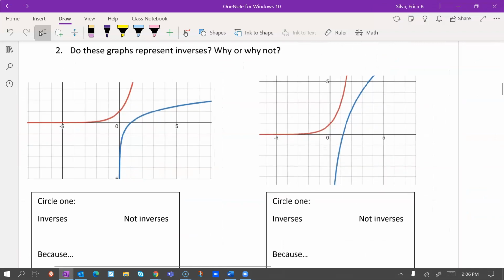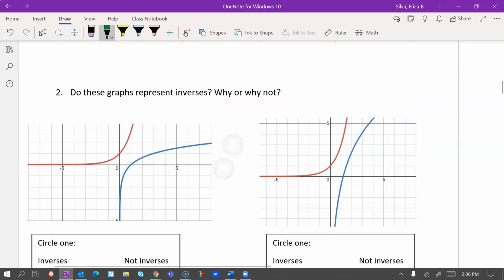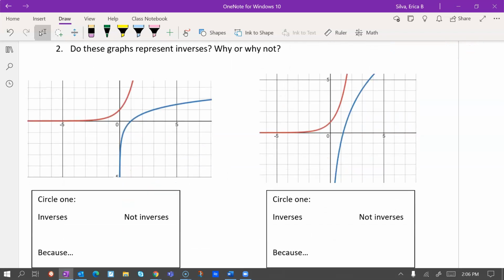Okay, let's look at the next one. For these two, we want to see if they represent inverses. Now remember when we talked about inverses, if we reflect over the equation y is equal to x, then that means they're inverses. So let's go ahead and sketch y is equal to x. Start at 0, and then you're just going to draw a straight line where your slope is 1. And this equation is y is equal to x.